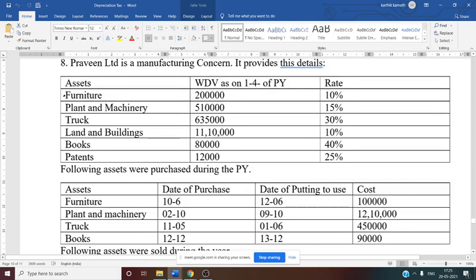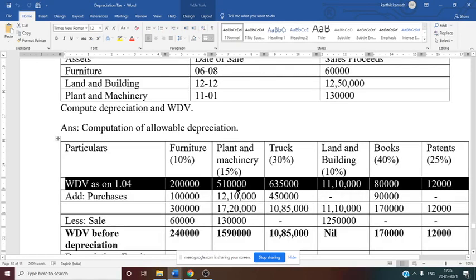Now next, written down value as on 1/4 of the previous year. This value is also given in the question. Under each column, you need to write its respective value. Furniture, it is 2 lakh. Plant and machinery, it is 5,10,000. Truck, it is 6,35,000. If you see the question, the written down value is mentioned there. So from there you can write land and building 11,10,000. Book is 80,000. Patent is 12,000. So we have the written down value.